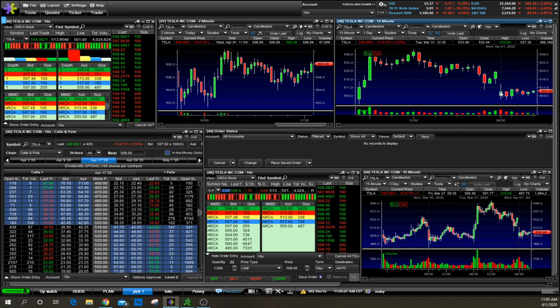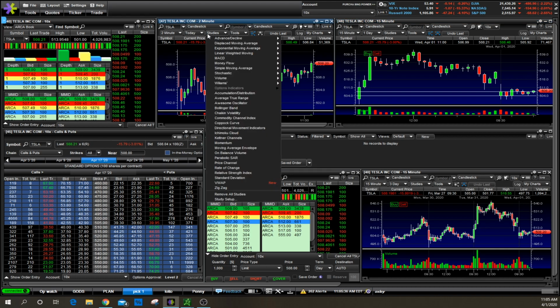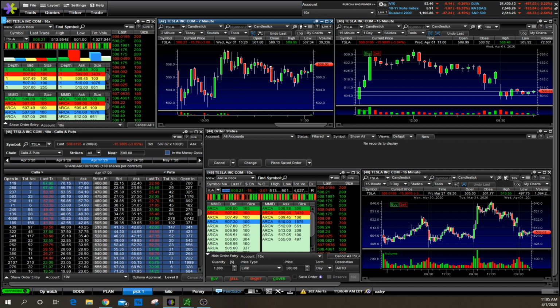Tools, guideline, top, bottom. Closed above, but faked out on that. Let's see if we can continue. No, I want tools, trend line. And there's the trend I see. Now it's above that channel.